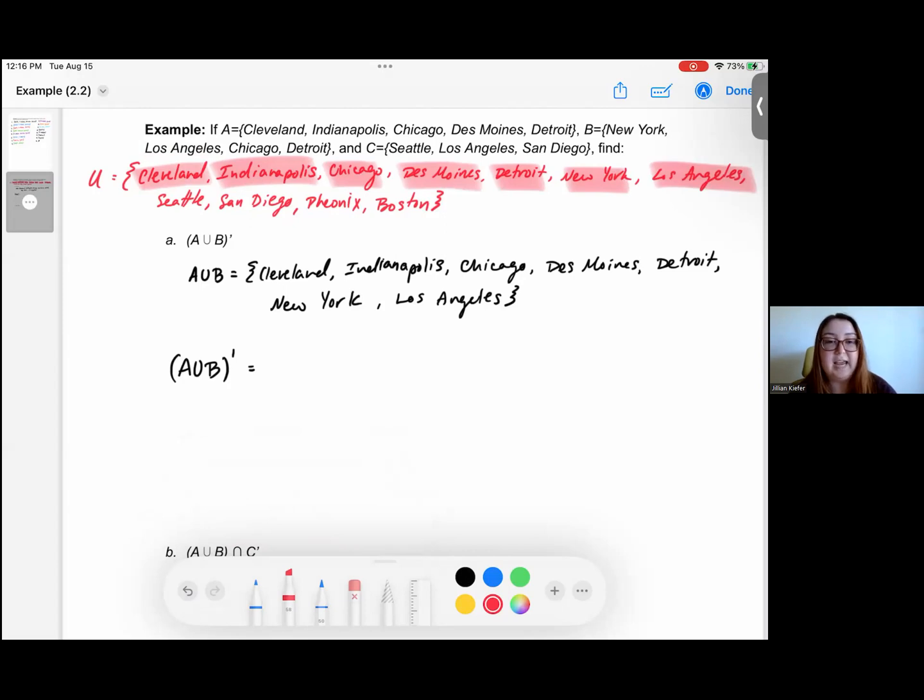That's where it ends. A union B contained all of those cities, and it does not contain Seattle, San Diego, Phoenix, or Boston. So A union B complement would be everything left over: Seattle, San Diego, Phoenix, and Boston. So that's what we'll write.